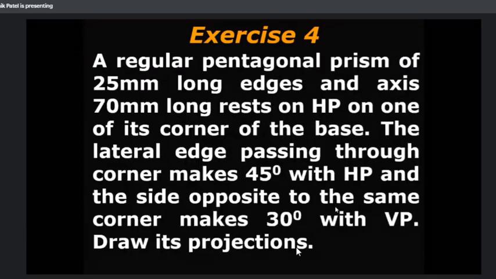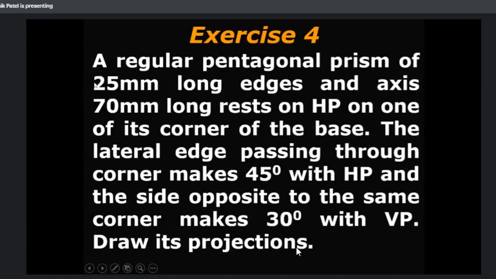Okay, so now first of all, carefully read the data here. First of all, a regular pentagonal prism of 25 mm long edges. Regular pentagonal prism of 25 mm long edges means the sides of the prism are 25 mm, and the axis length is 70 mm. It rests on HP on one of its corners of the base.